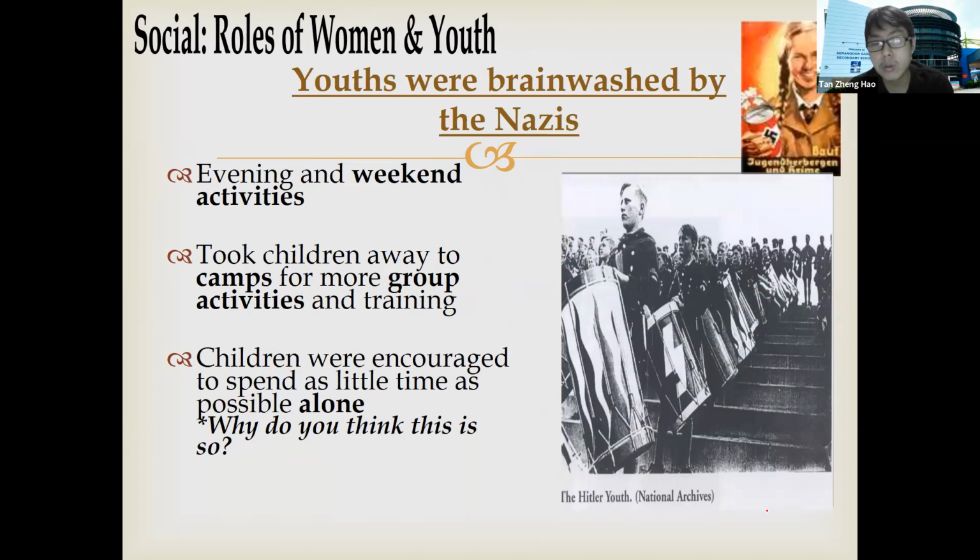Why do you think so? Because when they are together, they feel a sense of community. And when you are together, you do not have the time to have other kinds of thoughts. For example, if you have anti-Hitler thoughts, you will not be able to share them if you are in a big group. You cannot say them out loud. So it is also a way to control people, to make people fear saying the wrong things, by encouraging them to be in a big group. So everyone will always say the right things and do the right things at all times.